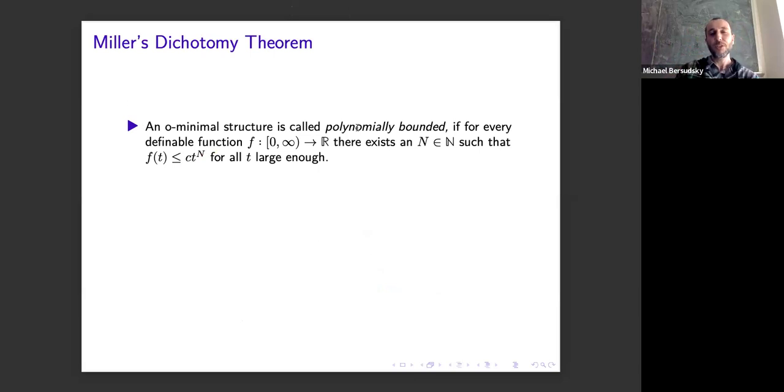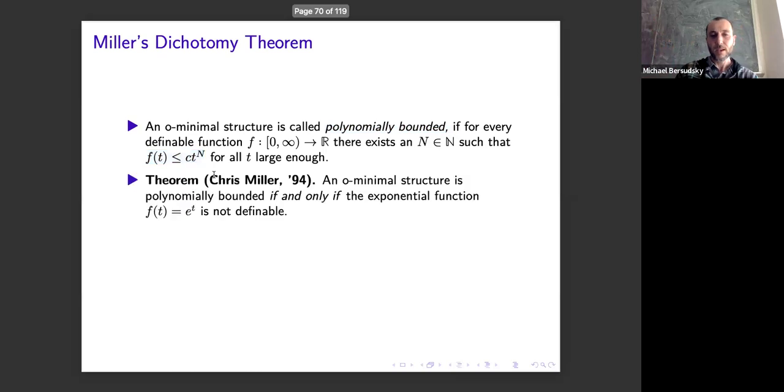A minimal structure is called polynomially bounded if for any definable function f, f of t is smaller or equal than c t to the power n. Yeah, just bounded by a polynomial. And Chris Miller proved that a minimal structure is polynomially bounded if and only if the exponential function is not definable. So only one implication is non-trivial.